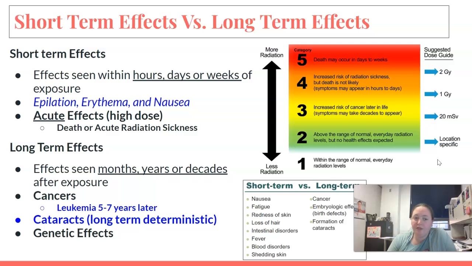Long-term effects will be effects that are seen longer after exposure. So months, years, could be decades after exposure. Our number one that we don't see for a while is usually cancer. Leukemia has a latent period of 5 to 7 years right before we see it. Cataracts are a long-term deterministic effect. And then the genetic effects, obviously.